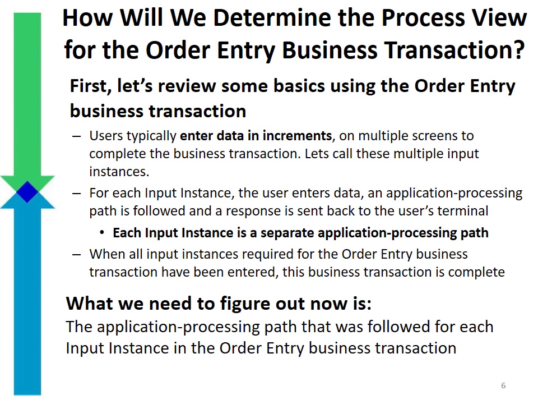Then on this return screen, the user might type in a purchase order number, hit enter, application processing takes place, and another screen is returned. This is the application processing path for the second input instance, and so on. When all input instances for the order entry business transaction have been entered, this order entry business transaction is complete. So what we really need to determine is the application processing path that was followed for each input instance in the order entry business transaction.